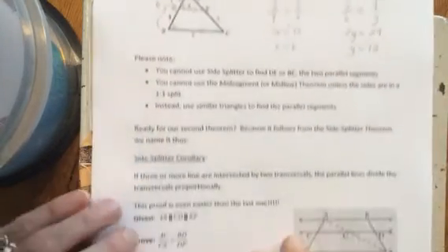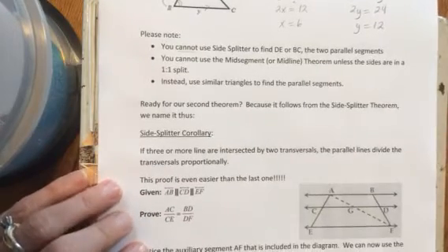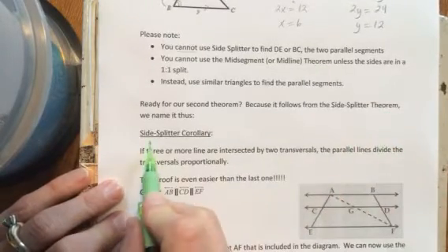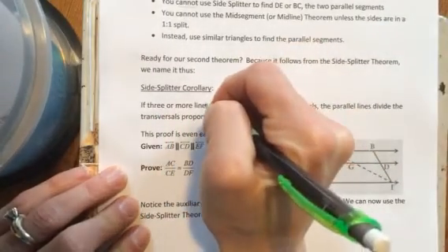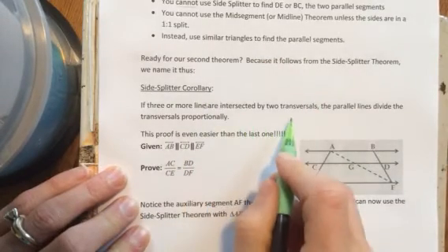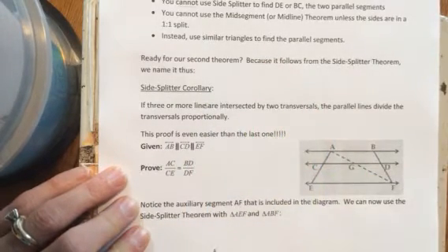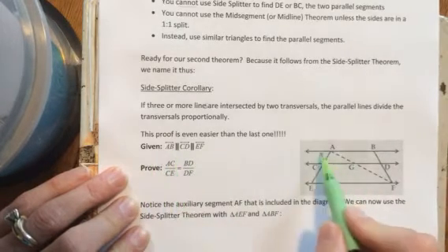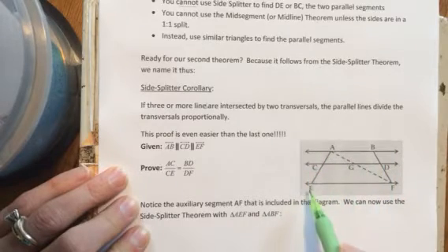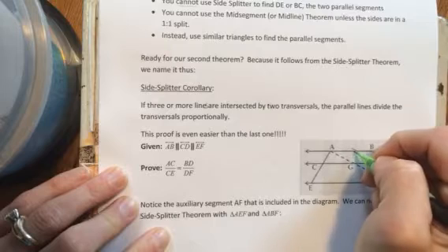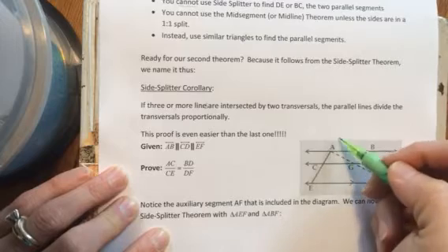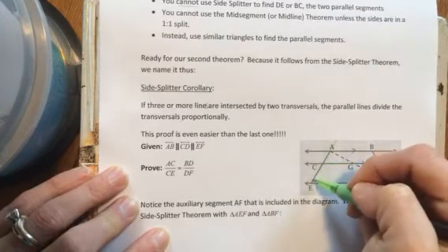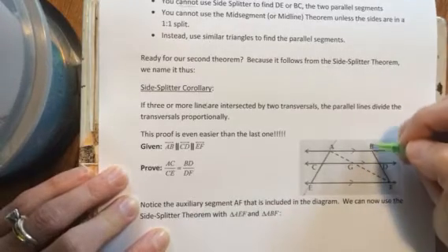Are we ready for the second theorem? Because this one comes right out of the side splitter theorem, we name it side splitter corollary. It reads, if 3 or more lines, please make that change, are intersected by two transversals, the parallel lines divide the transversals proportionally. In this diagram, we're given that line AB, line CD, and line EF are all parallel to each other. So these are our 3 or more parallel lines, and they are intersected by two transversals. The one here that goes through A and E, and this one here.